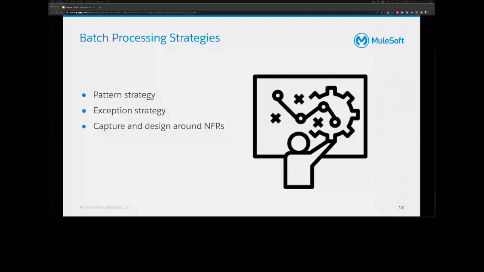Mule 4 error management capabilities are quite robust, and they support multiple strategies. Picking the right strategy depends on the business context and the use case at hand. It is important to formally capture and design around non-functional requirements, NFRs. For example, performance, error management, and security. If these aren't captured at the start, before you start your design, you could end up in a lot of trouble later.